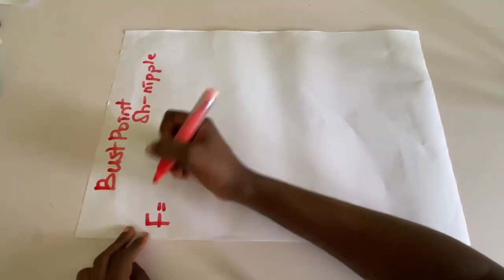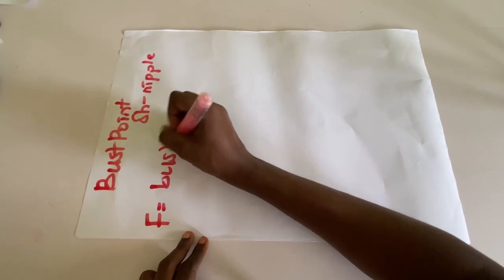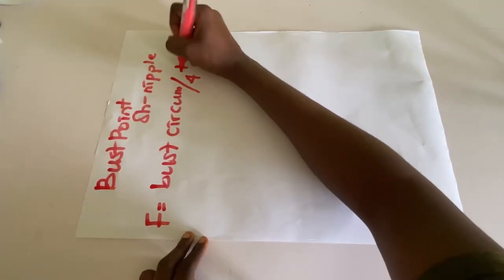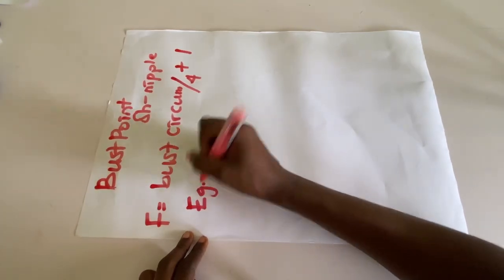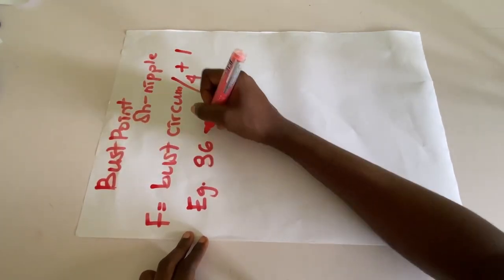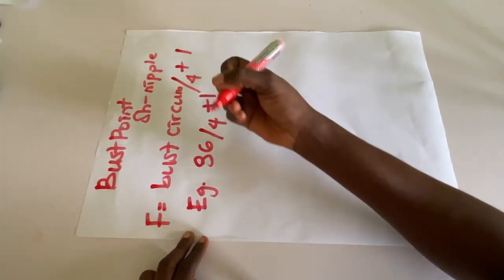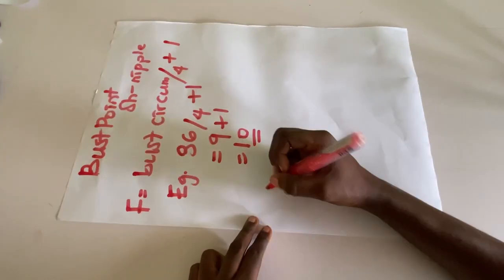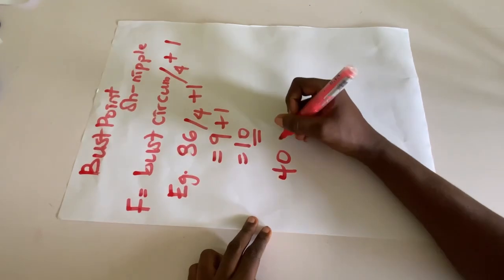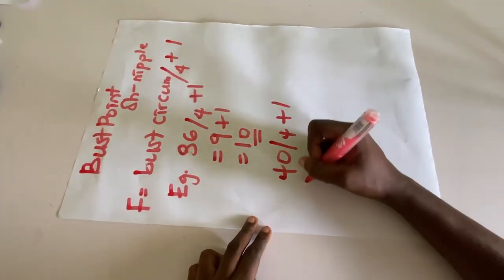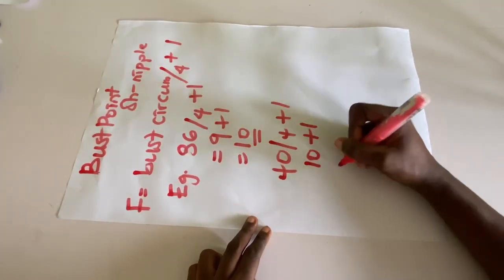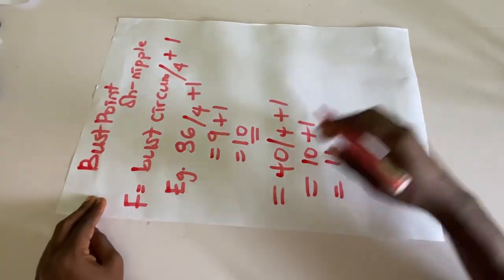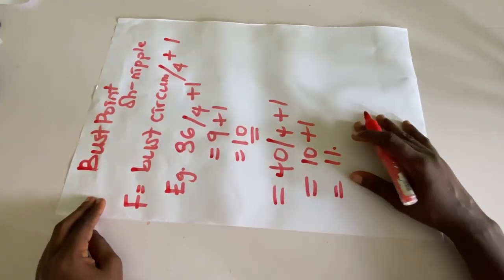So to get the bust point, also known as your shoulder to your nipple, the formula you use to calculate this when you don't take the measurement on your client is your bust circumference divided by 4 plus 1. So for example, bust 36 divided by 4 plus 1, you have 9 plus 1, which will give you 10. For bust 40, I'm citing another example, divided by 4 plus 1, it's going to give you 10 plus 1. In total, you have 11. So your shoulder to your bust point is going to be 11 for bust 40.